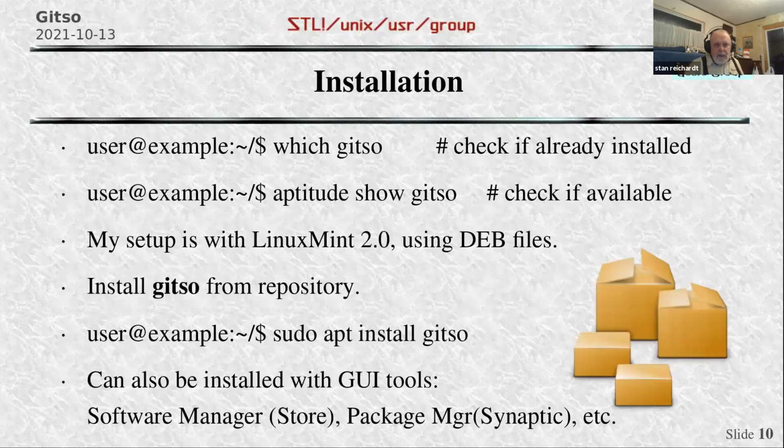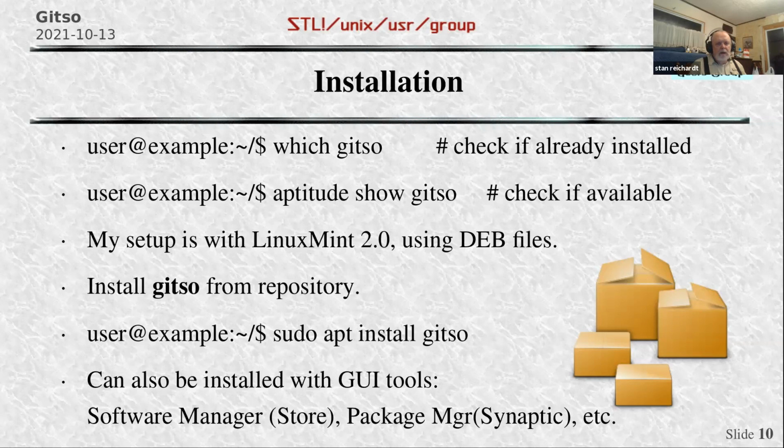On the installation, you can install it from the command line if it's in the repository, and you might check first if you've already got it. You can use which Gitso, and it'll show up. And I use Aptitude to check the repositories to see if the package is up there. There's a couple other ways to check for it. There's apt-cache, I think you can use, but I prefer Aptitude because it does list the dependencies and so forth.